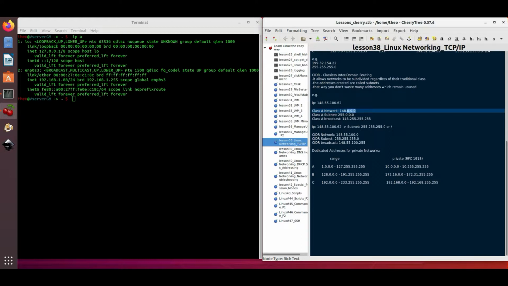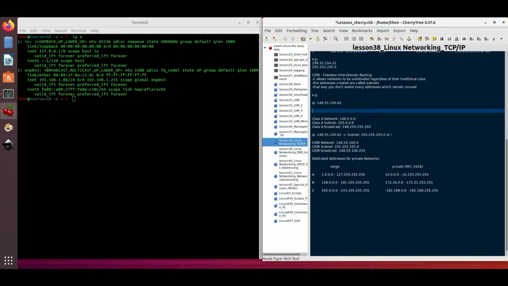Why would you do that? Because when we say a class A address, the subnet mask would be 255.0.0.0. So it means that we work with the first octet, and all other octets are 0. And the broadcast would be, we take the first octet, the 148, and then we put 255 in all other octets, and this would be our broadcast address.